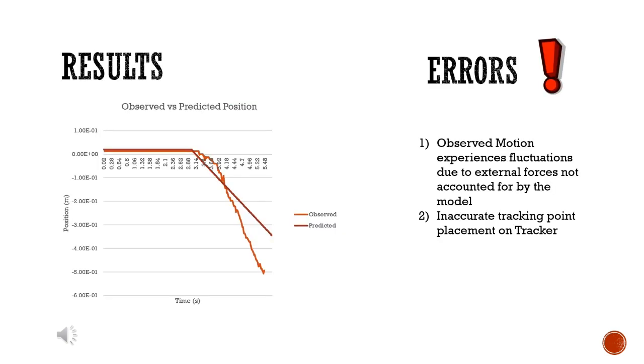As you can see, when you compare the observed and the predicted graph, the predicted one has a more straight linear line compared to the observed. There could be a few reasons for this. Number one, the observed motion experiences fluctuations due to external forces that might not be accounted for. Or the other error could be inaccurate tracker point placement on the tracker software.